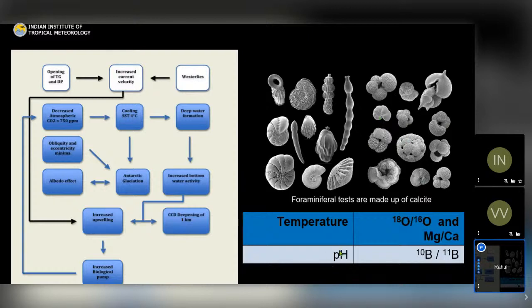There is a new proxy that has been used for the last decade or so, and that is boron, through which you can also know about carbon dioxide and the past pHs. Both these analyses are being done by two different groups at NCPOR very effectively, and we are generating a lot of data on temperature as well as trying to put up the pH based on boron. Okay, so now let me show you an animation.